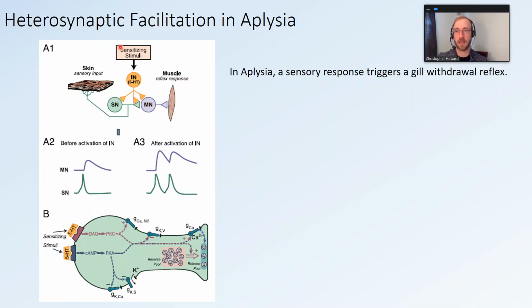Now, if you shock the tail and scare the animal, then that's going to result in serotonin release. Serotonin is going to bind to serotonin receptors on the sensory neuron, and that's going to change the way action potentials look in the presynaptic terminal.